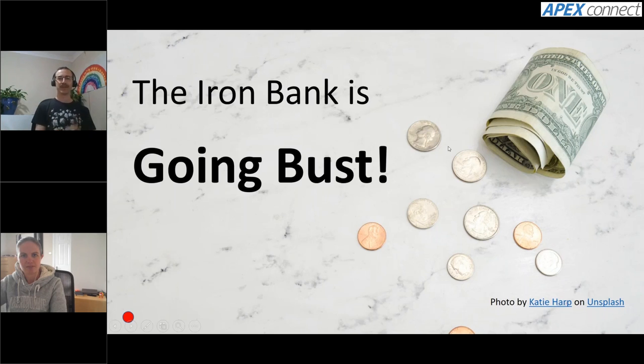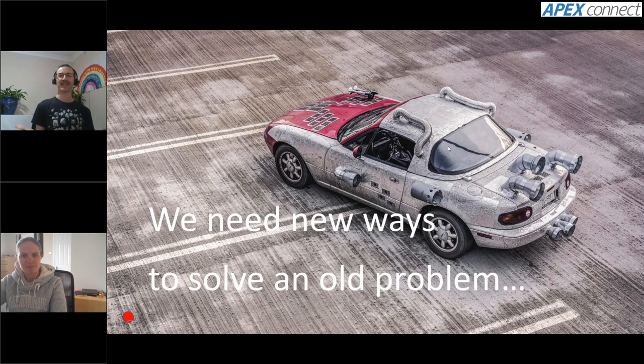So what we're going to do is apply some modern techniques to a problem that's existed basically as long as we've had money, pretty much. The problem of looking for fraudulent transactions. So we're going to do that with a combination of SQL and machine learning.